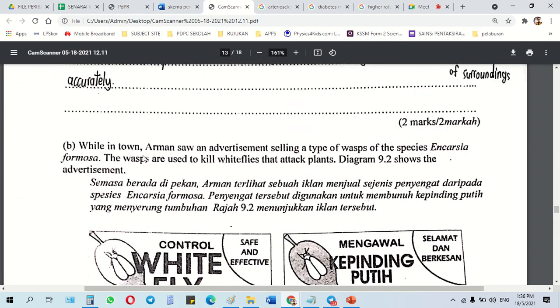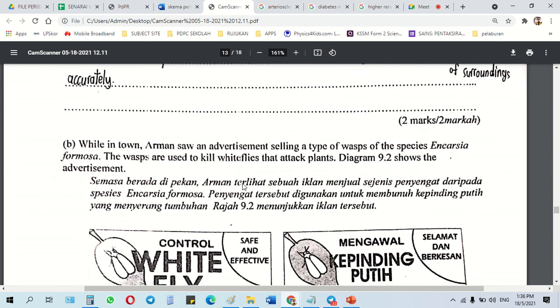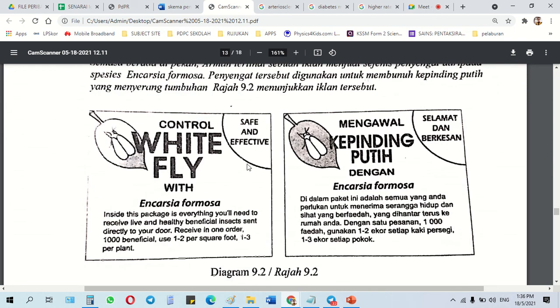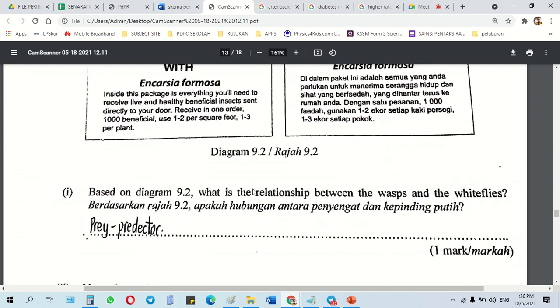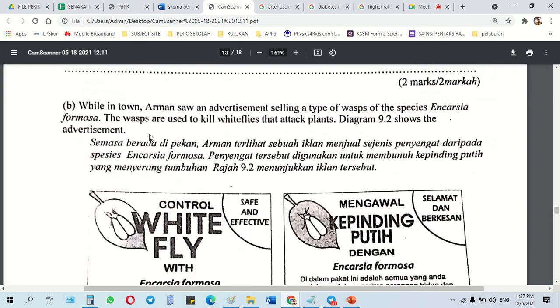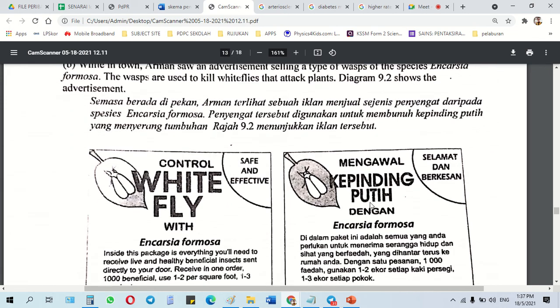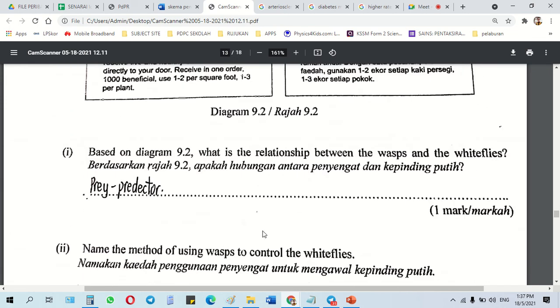Okay, next question. While in town, Arman saw advertisement selling a type of wasps of the species Encarsia famosa. The wasps are used to kill whiteflies that attack plants, and then show the advertisement. Okay, so this is the advertisement. Okay, so what is the relationship between the wasps and whiteflies? Of course, prey predators. Sebab kita bagi tahu dekat sini, okay, the wasps are used to kill whiteflies that attacks plant. Dia akan makan lah. So of course, prey and predator.